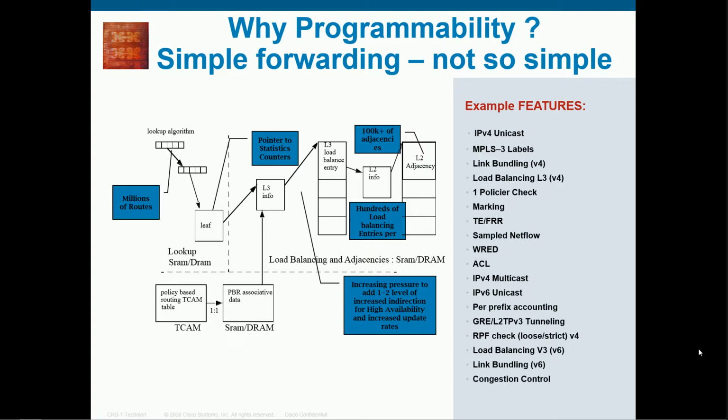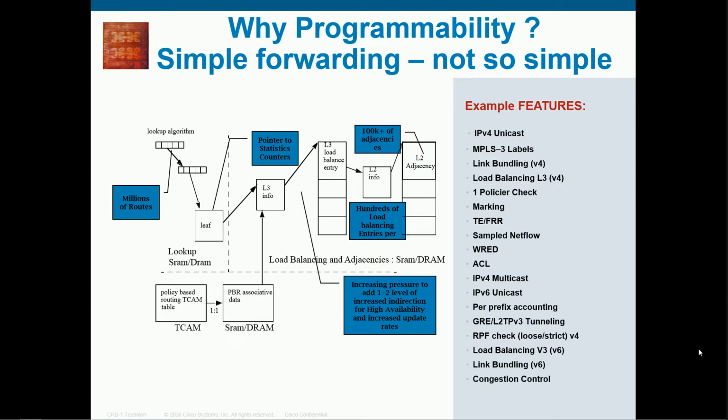Here we go from our CAMs to our RAM to our lookup, and we are looking through millions of routes to find the specific route or pointer to the route so we can queue it and send it off on its way. Here are the feature sets that it supports.